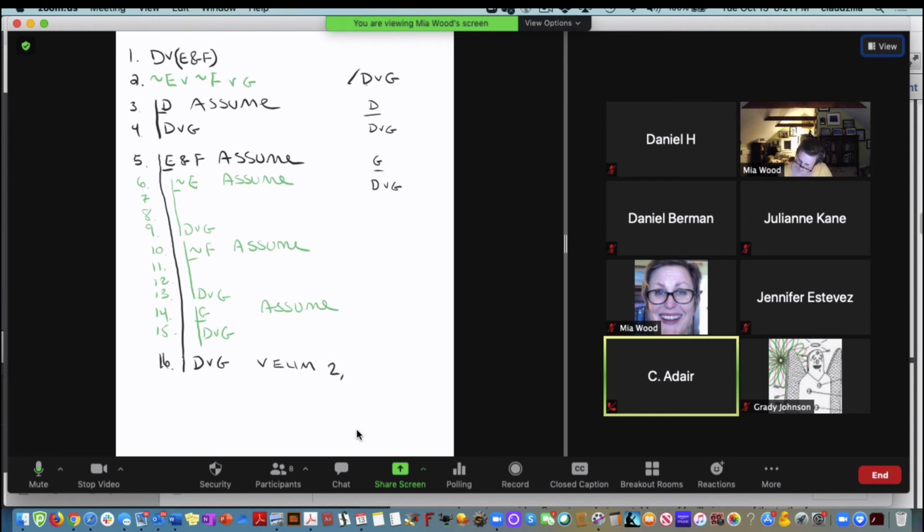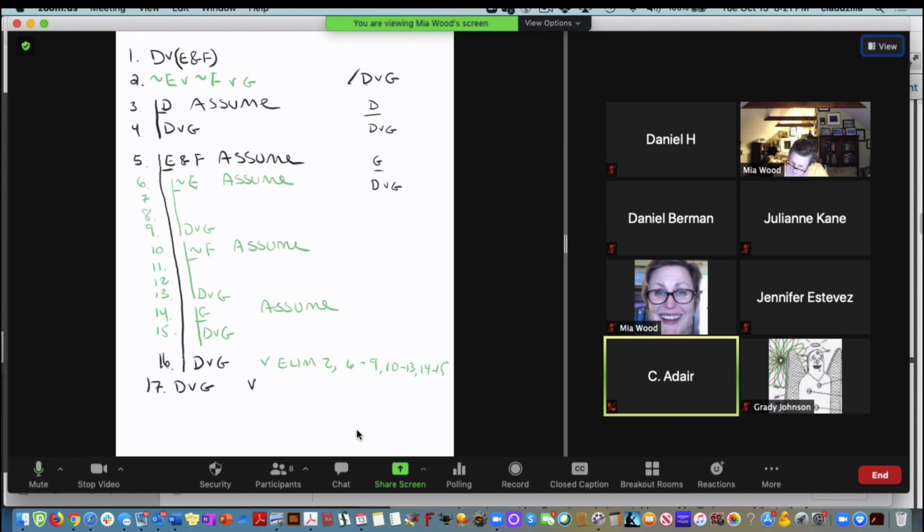Maybe I should put that in green. Okay. So disjunction elim 2, 6 to 9, 10 to 13, and 14 to 15. Okay, sorry about that. And then we're back out on the main line. Line 17 gets us D or G.